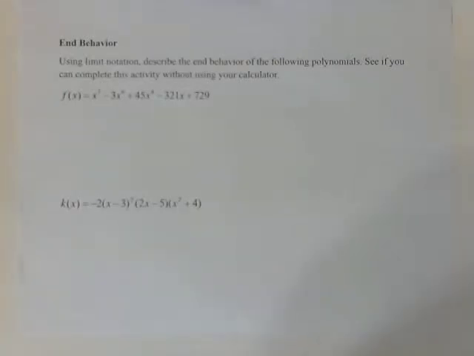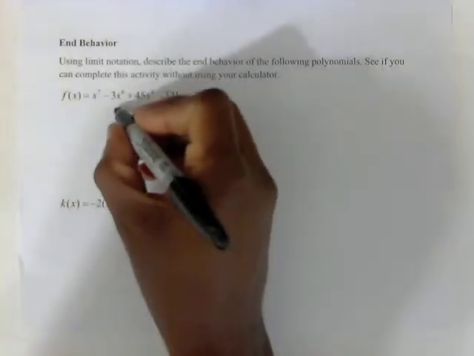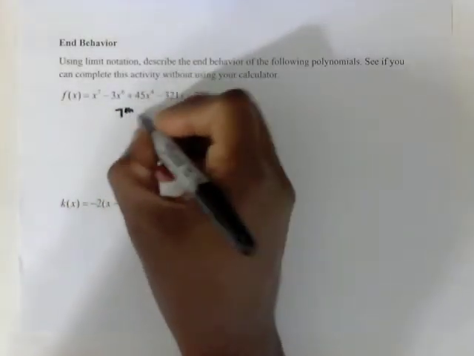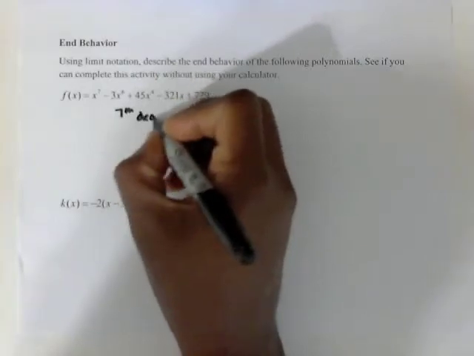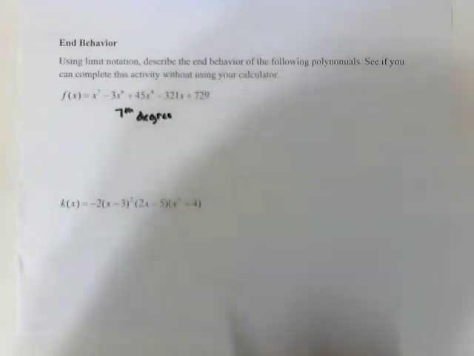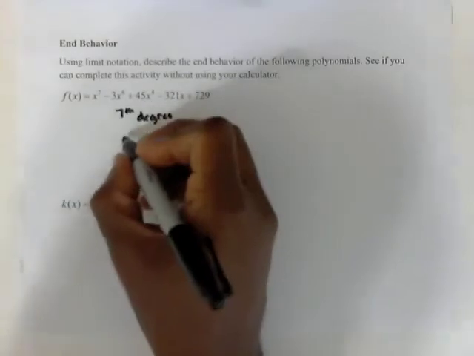Now our first equation that we'll be looking at is f of x equals x to the 7th minus 3x to the 6th plus 45x to the 4th minus 321x plus 729. Now looking at this equation, this is a 7th degree polynomial. And it's an odd function.